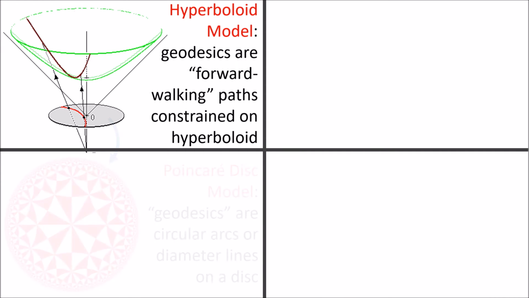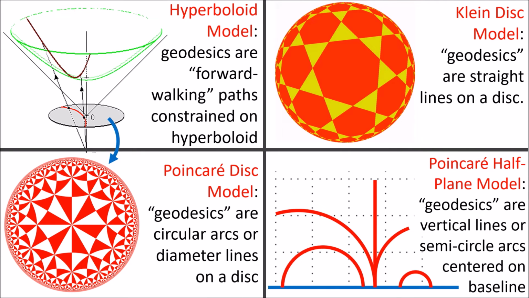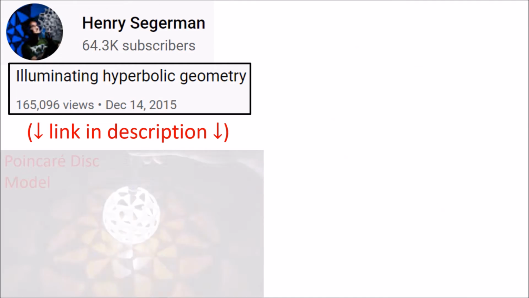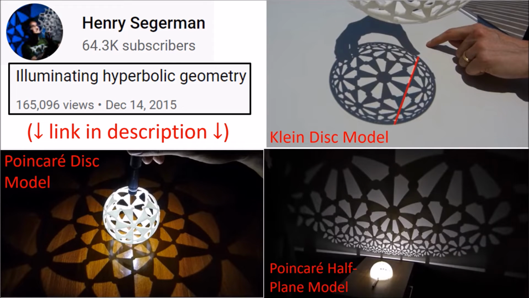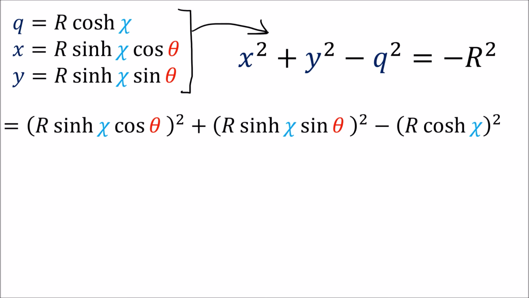The hyperbolic plane is usually visualized using projections of various kinds, where the distances and sizes of objects are distorted. This drawing by Escher is one of the most common visualizations of the hyperbolic plane, where each fish or triangle occupies the exact same area, according to the hyperbolic metric, even though it doesn't look like it to our eyes. I've linked to another video in the description that does a really good job of helping visualize hyperbolic space. With that said, the chi-theta parameterization can be substituted into our qxy formula for hyperbolic space.